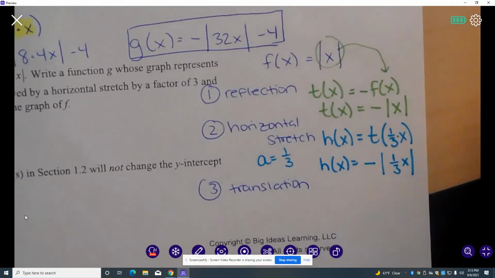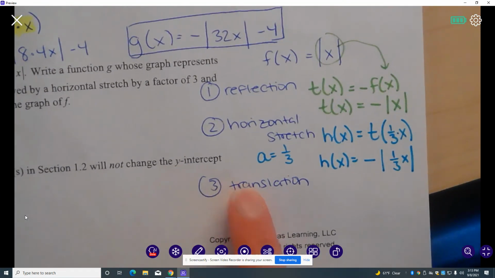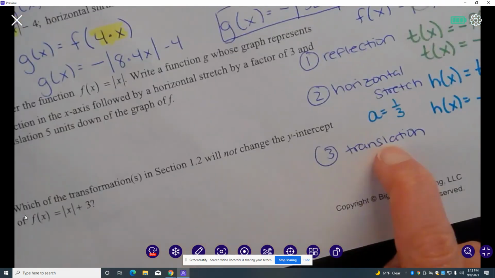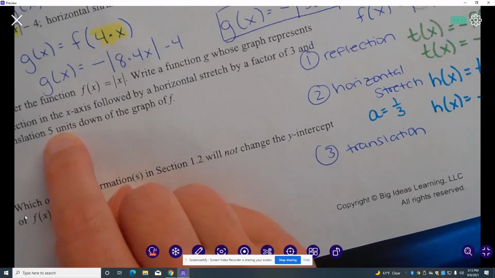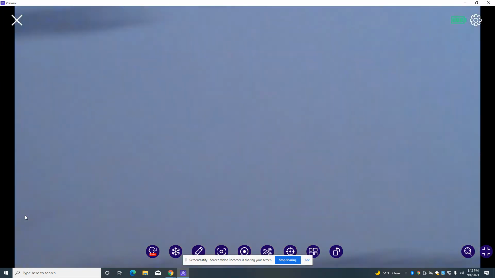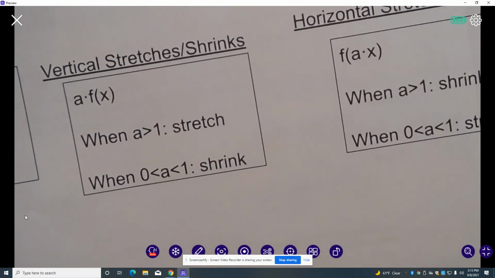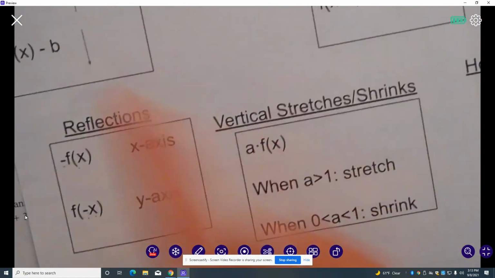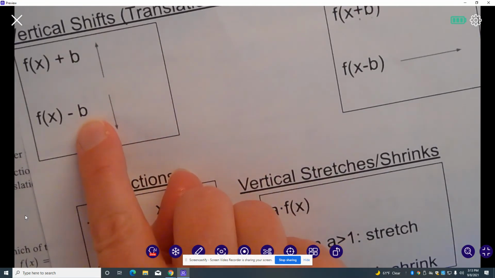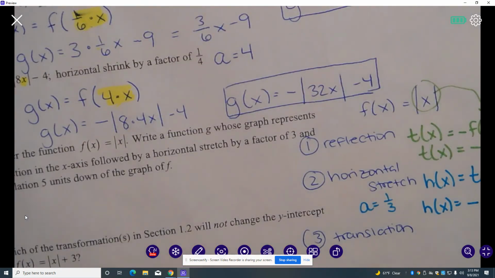So lastly, to get our final function, they want us to take h of x and do a translation. And they tell us in the problem to do a translation 5 units down. So remember, with translations, we add or subtract outside the function. Okay, so we are going to be subtracting 5 outside the function.